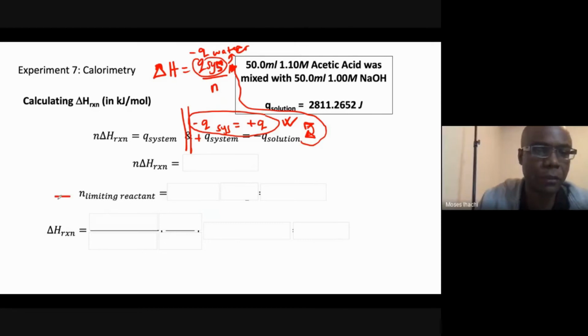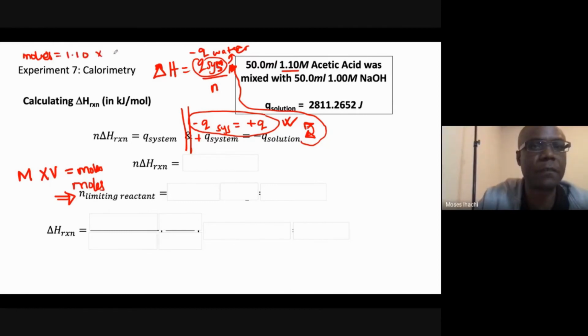So I showed you how to find the moles of the limiting reactant. It's always concentration times volume. That gives you the moles. The concentration, obviously you see acetic acid is 1.1. If you try to find the moles of acetic acid, the concentration is 1.1 multiplied by the volume of 0.05 liters. I converted the 50 mL to liters. The answer you'll get here if you punch it into your calculator is 0.55 moles.